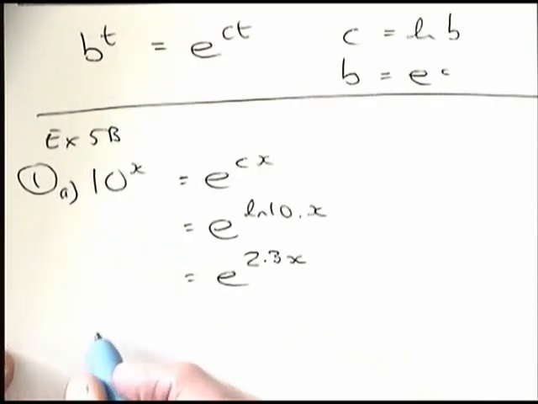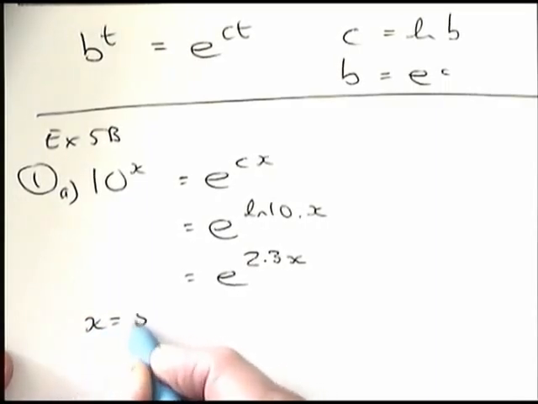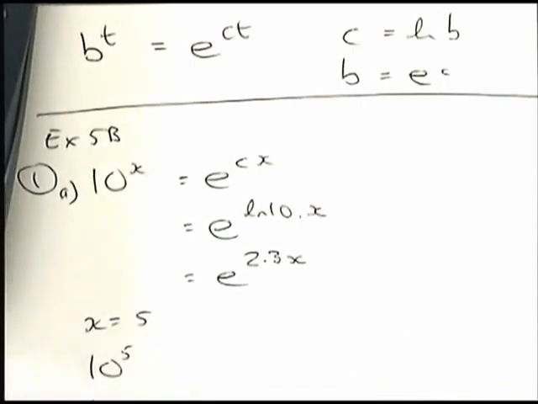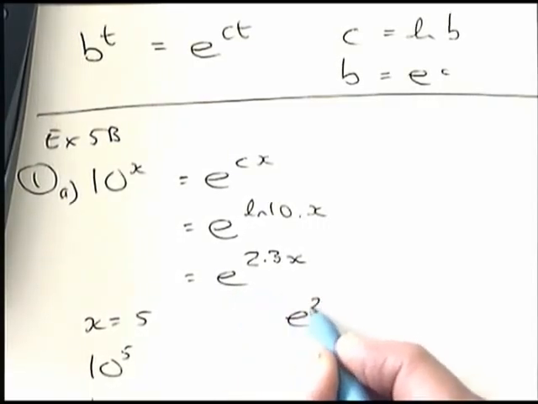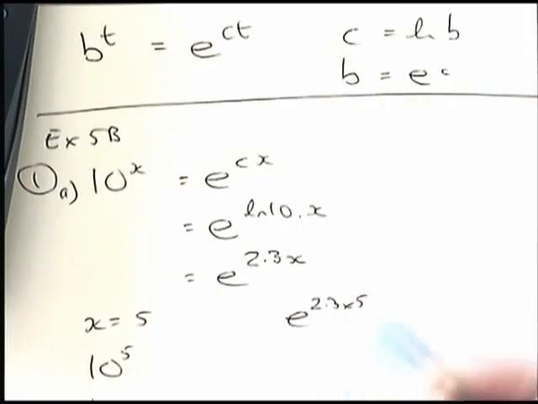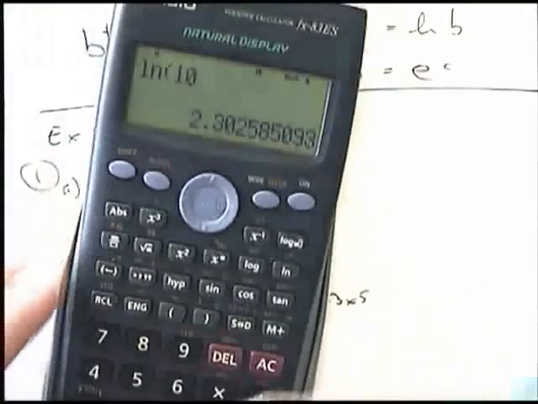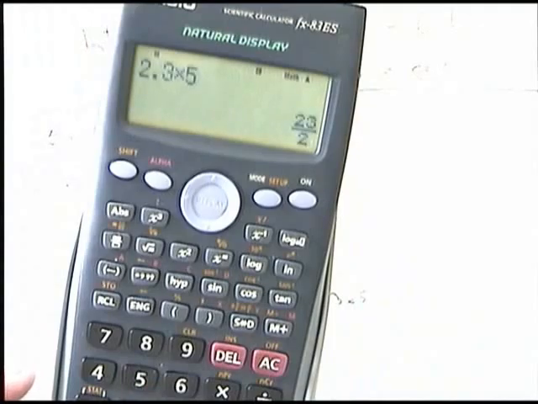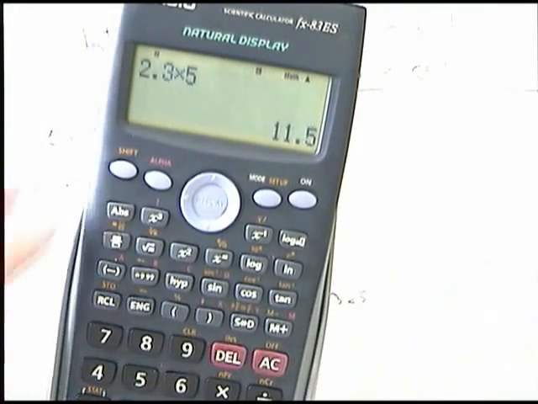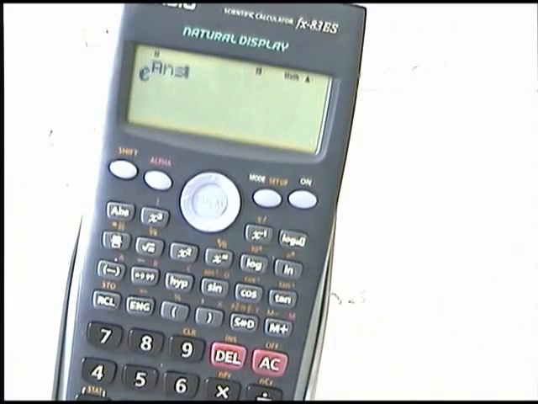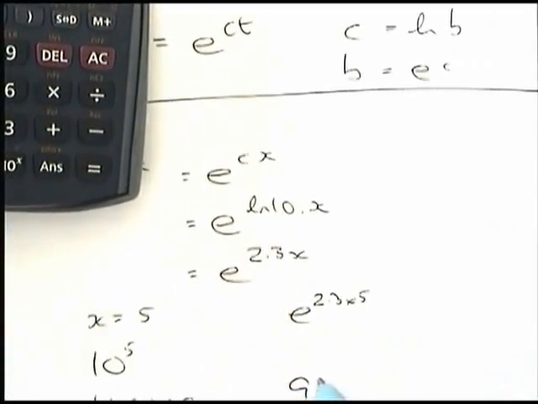And if you want to check, if we say that x is 5, just make up any number you like, 10 to the power of 5, what's that? That is 100,000, 10 to the power of 5. Now check this one, e to the 2.3 times 5, just replacing the x with the 5. 2.3 times 5 is 11.5, and e to the 11.5 is 98,715. Now hang on, that's not quite the same.